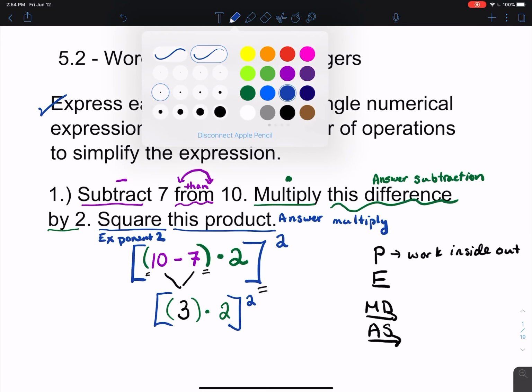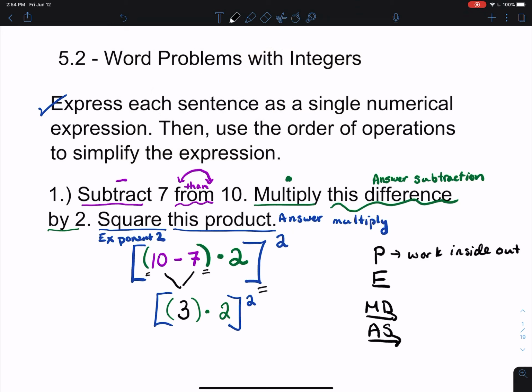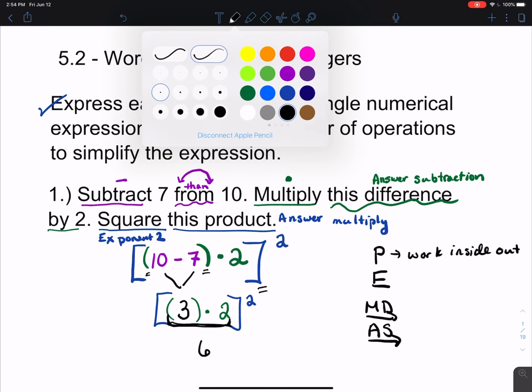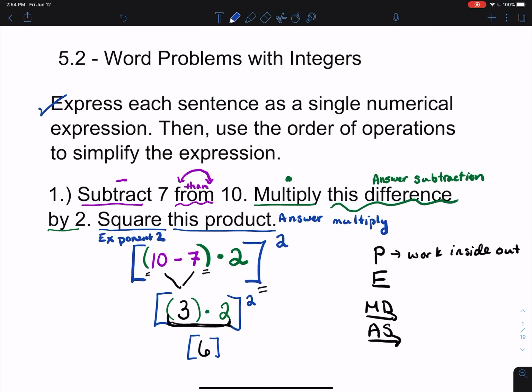Now I'm actually not done that first step though, right? P was for parentheses or for grouping symbols. This 3 times 2 is still inside those brackets. It's inside those grouping symbols, so I need to do that multiplication. 3 times 2 gives me 6. And now all I have left is those grouping symbols and that exponent of 2. And that E stands for exponents. So 6 squared, you could plug in your calculator, or we know it means 6 times 6, which gives us 36 for our final answer.